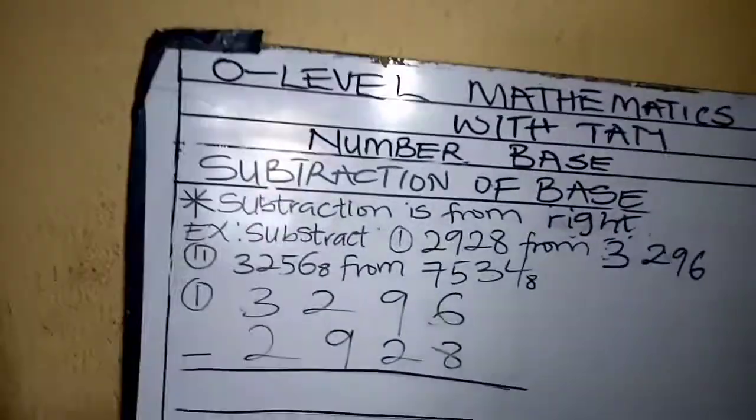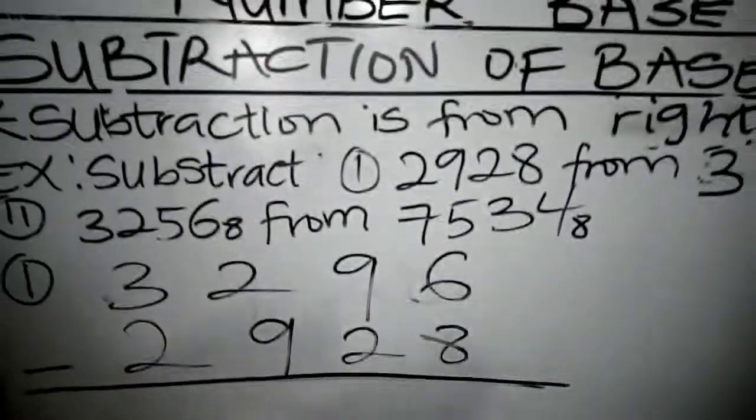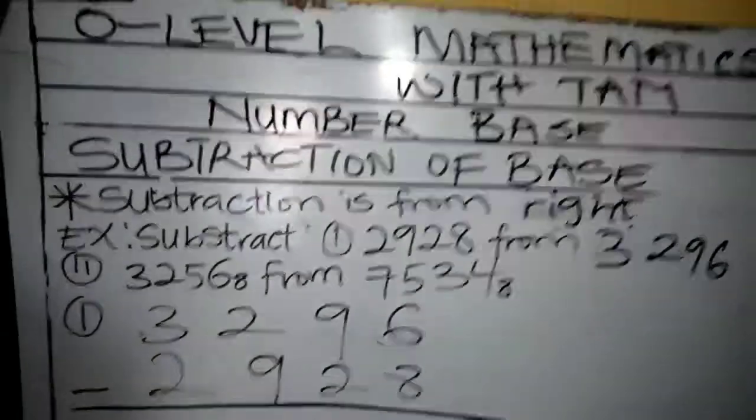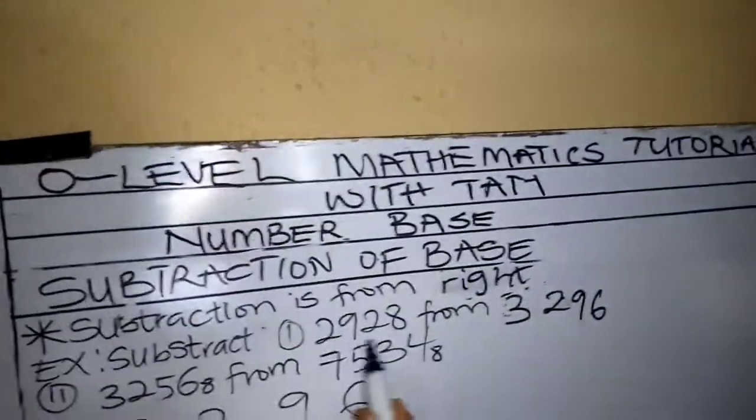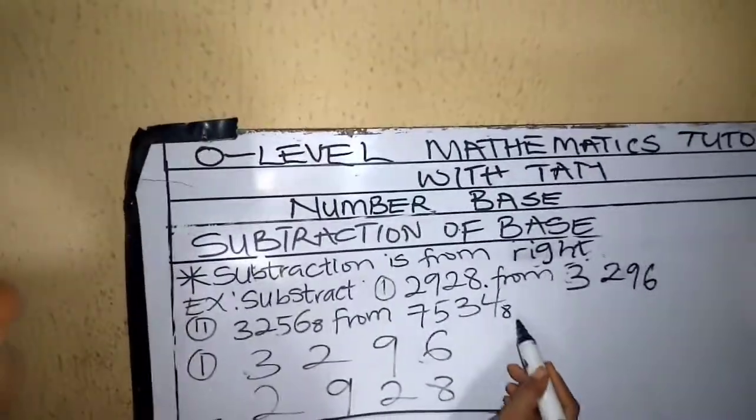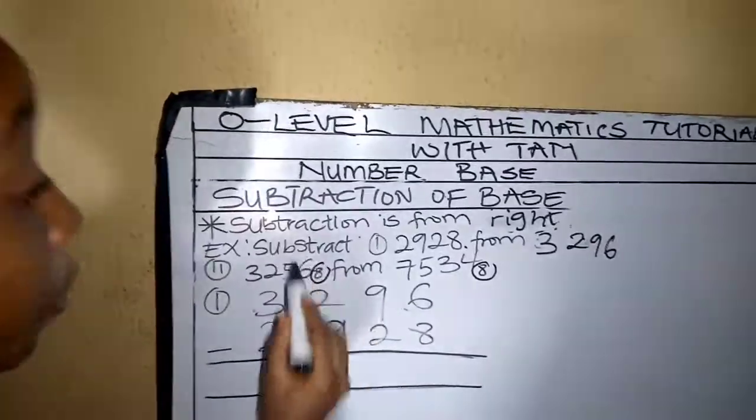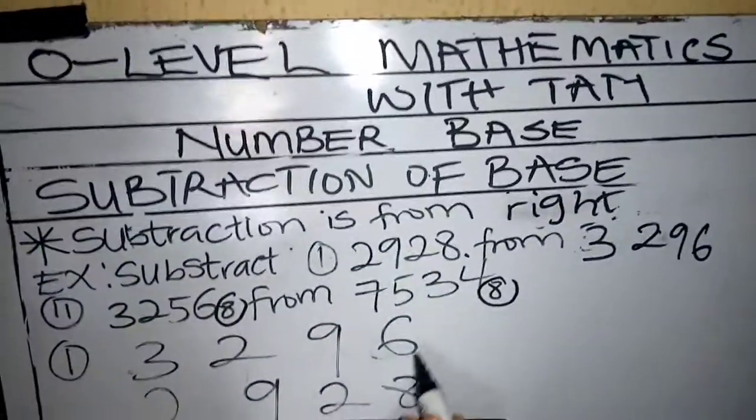Now, for example, subtraction starts from the right. So we are starting from our right hand side, and the example says subtract 2928 from 3296. Since no base is written under it like the second example, automatically it is in base 10. Now let's start.